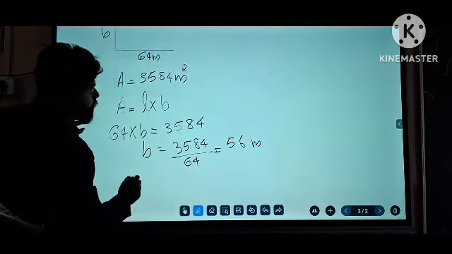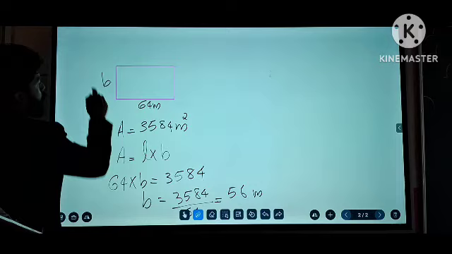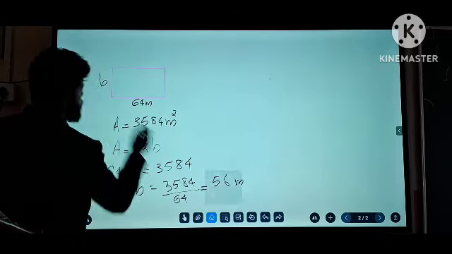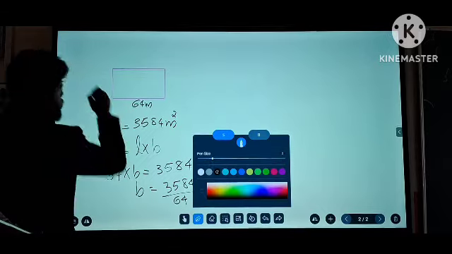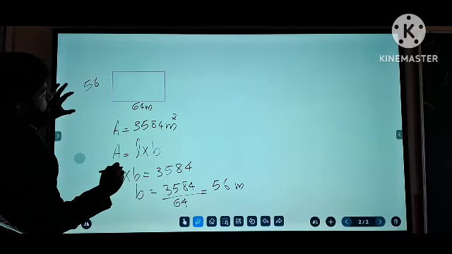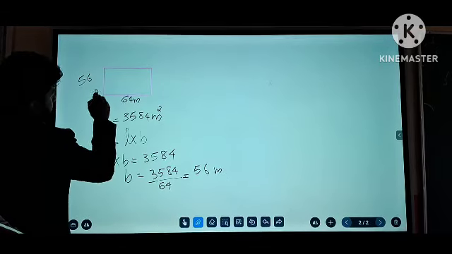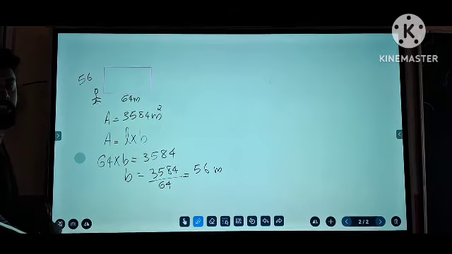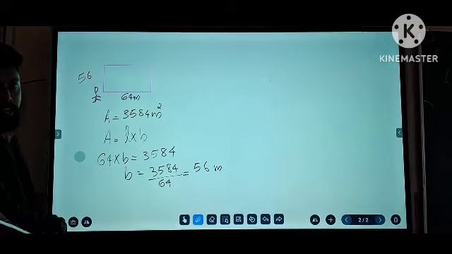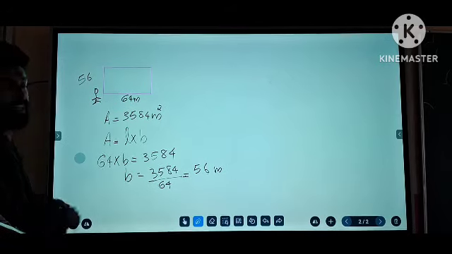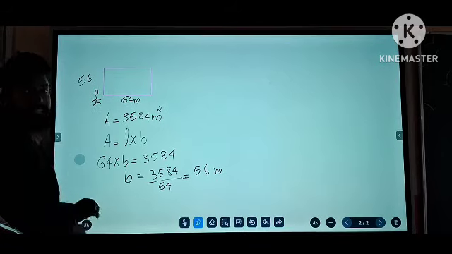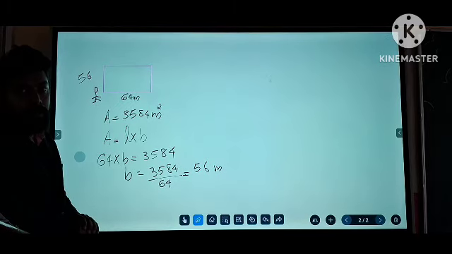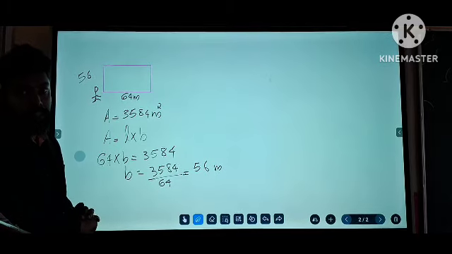So the breadth is equal to 56. Now you just imagine that a boy is standing here and he has to run around the field. How many times does he want to run? Yes, 5 times. So when he is running around the field, that is related to the perimeter, right? The total length covered by the boy is equal to the perimeter.